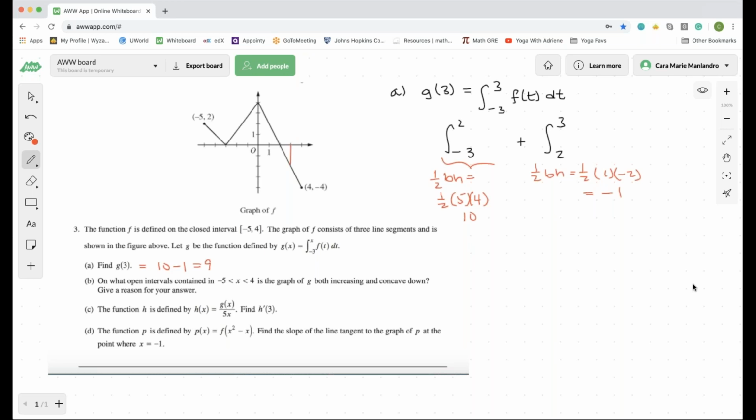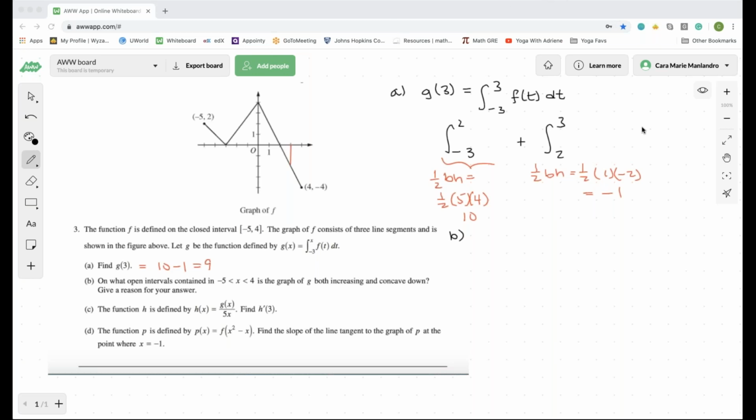Okay, very similar type of question to the last free response that we did. On what open intervals is the graph of g both increasing and concave down? Is the work that you showed enough explanation to get full credit? Yes, it's a good question. All right, so very similar.